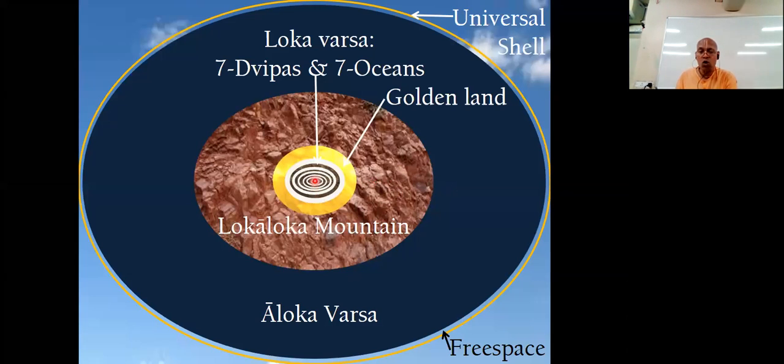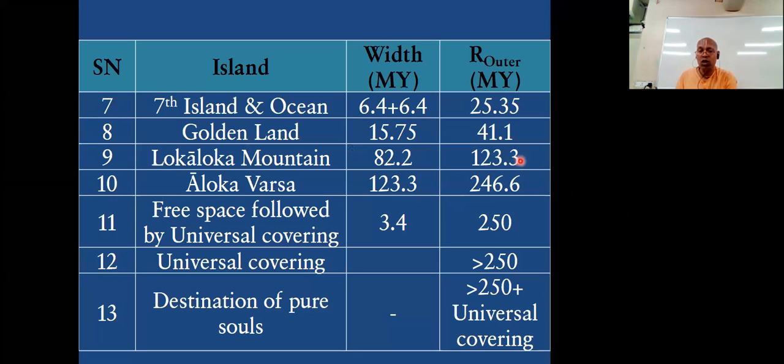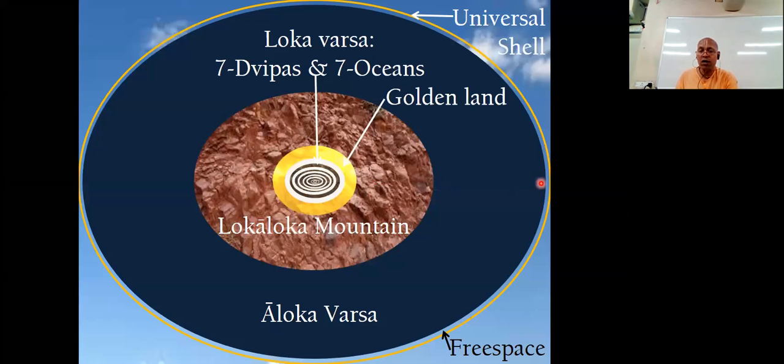From the center of Mount Meru to here is 41.1, and here to here it is 82.2, twice the previous inner width. Then the total becomes 123.3. Then the width of Aloka Varsha from here to here is equal to 123.3. That is equal to the inner radius. It is 41.1, it is 82.2. The total combined from here to here is 123.3, and that is also the width of Aloka Varsha from here to here.